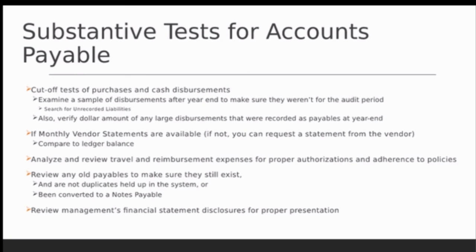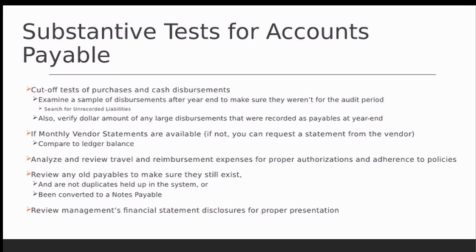You ideally would like to compare vendor statements to the year-end balances. So when you look at those statements, does it tie out to your accounts payable listing? If you don't have a vendor statement, and a lot of times people don't, you might request them from key vendors just to verify that what they've recorded is proper. You're going to analyze and review travel and reimbursement expenses. This is on a testing basis, but you're just trying to see if they are going through the proper policies and authorizations before they expend and pay those travel and reimbursement expenses.